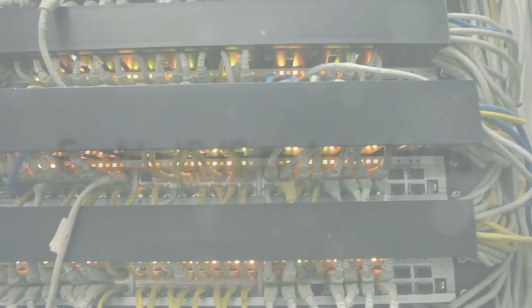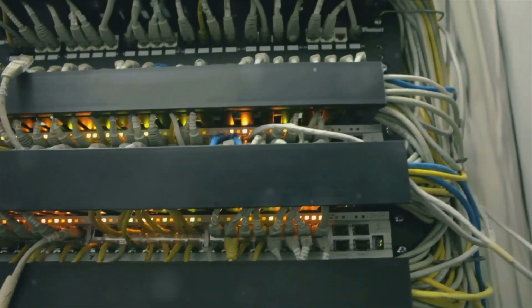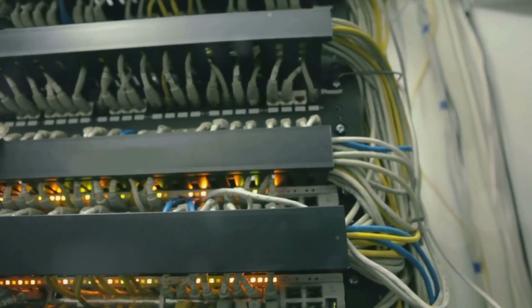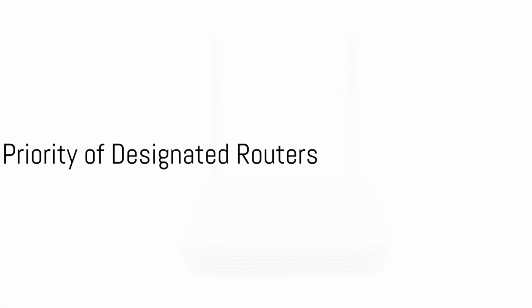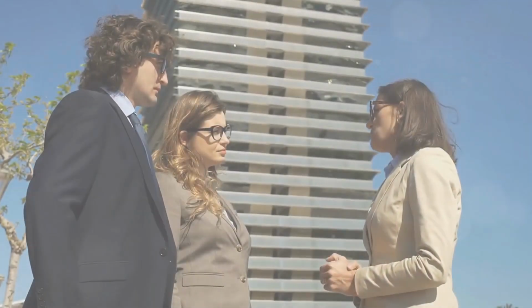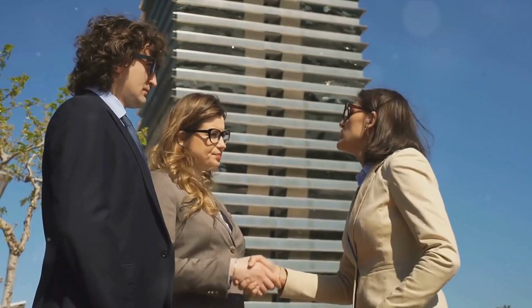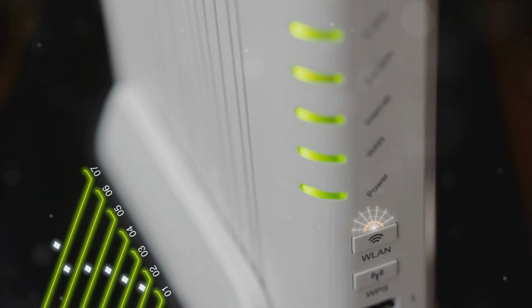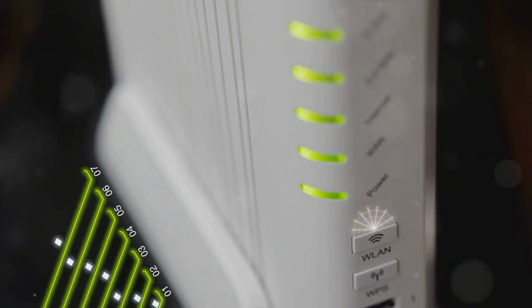The third step is to enable IS-IS on the right interfaces. This step ensures routers can exchange vital routing information with their neighbors. Finally, configure the priority of designated routers. This step is akin to appointing a mayor and a deputy mayor in a city. The designated router, like the mayor, broadcasts link state advertisements to all routers in the area. The backup steps in if the designated router fails.